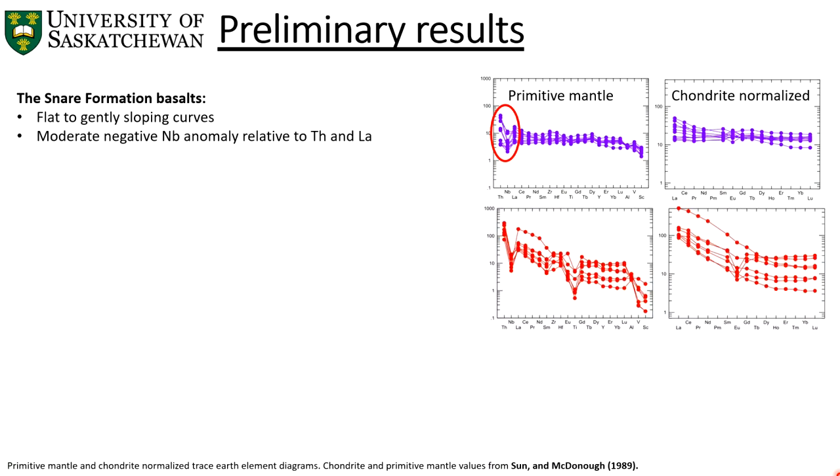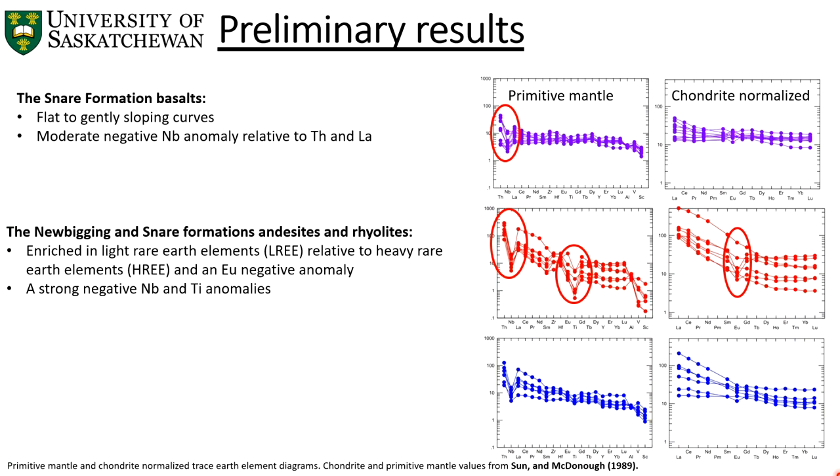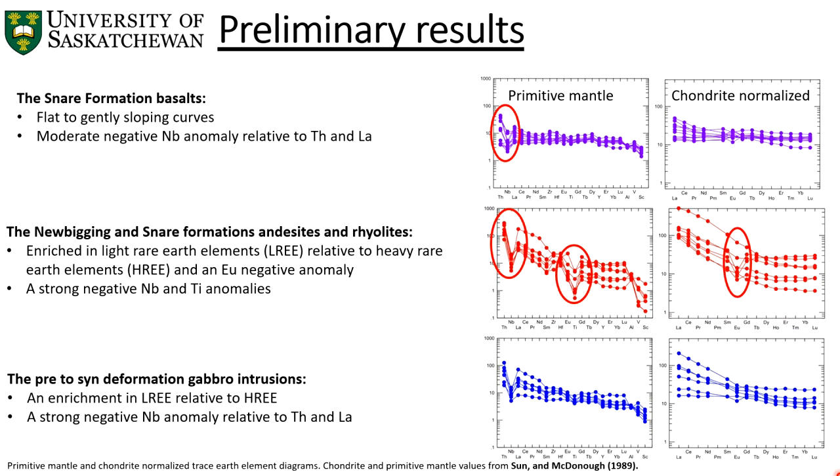New Beginning and Snare Formation rhyolites and andesites are enriched in light rare earth elements relative to heavy rare earth elements and have a negative europium anomaly. They have a strong negative niobium anomaly relative to thorium and lanthanum, and a strong titanium anomaly. Primitive mantle and chondrite normalized trace element diagrams for gabbroic rocks show enrichment in light rare earth elements relative to heavy rare earth elements. A strong negative niobium anomaly relative to thorium and lanthanum is also present.